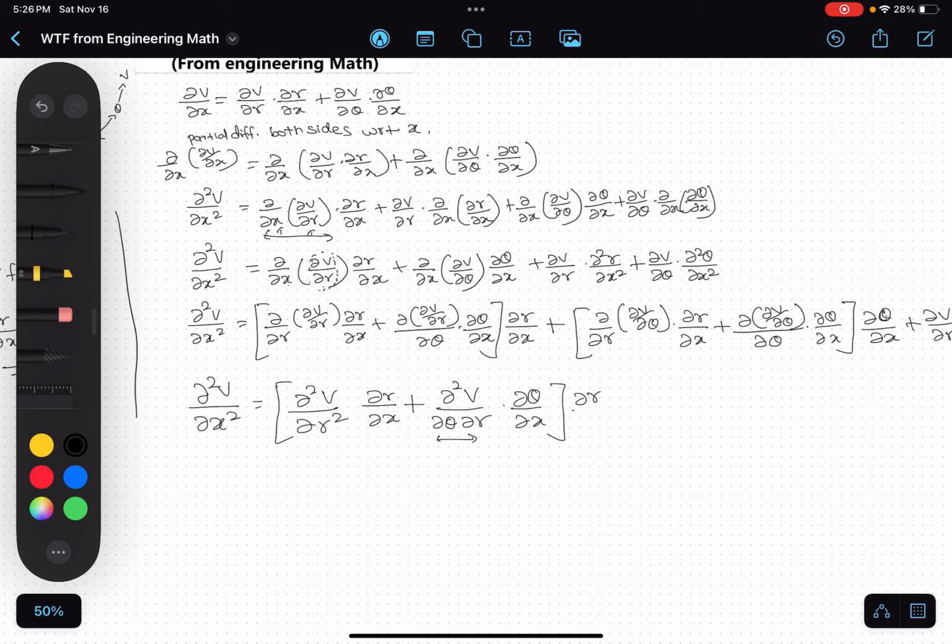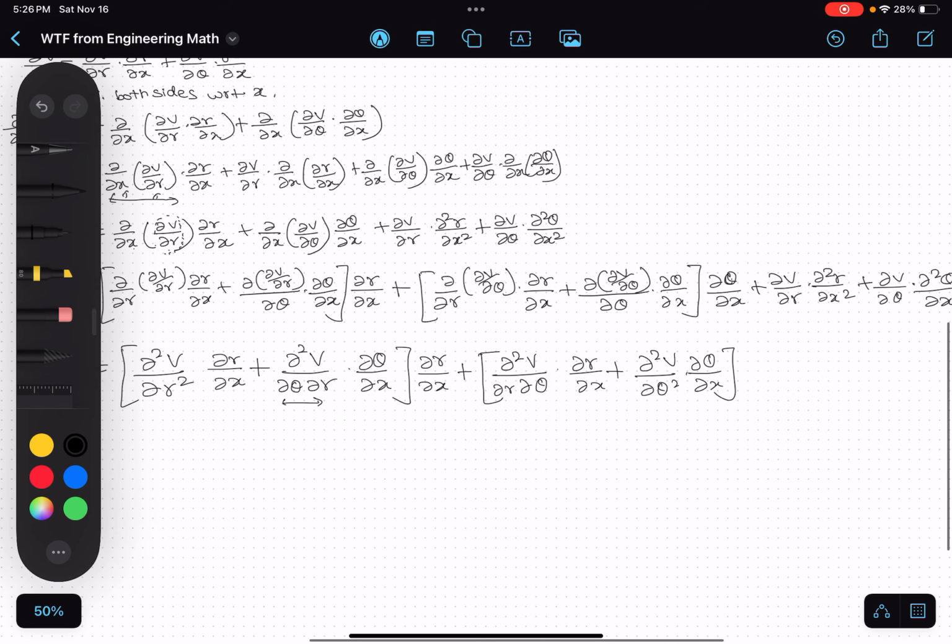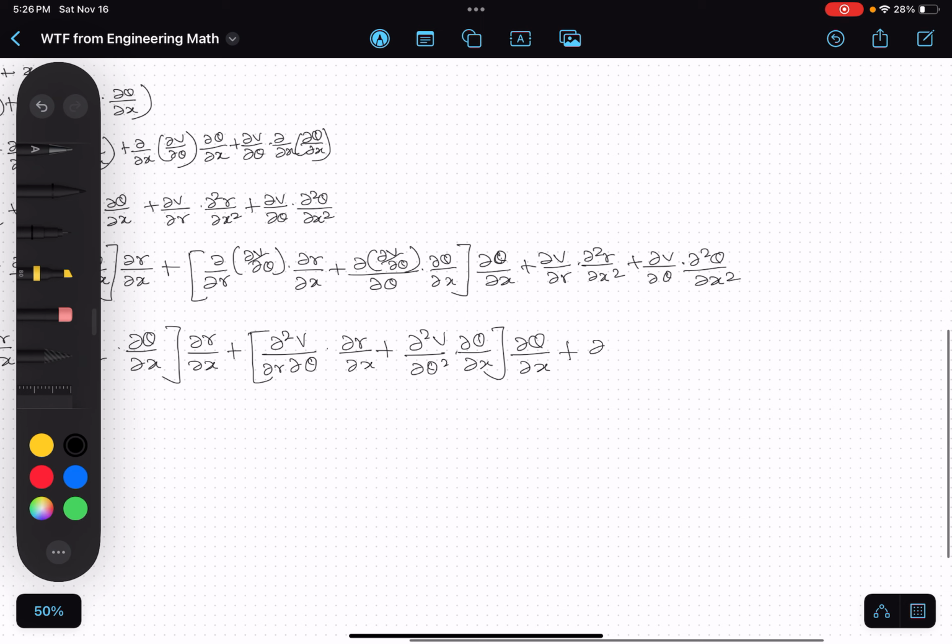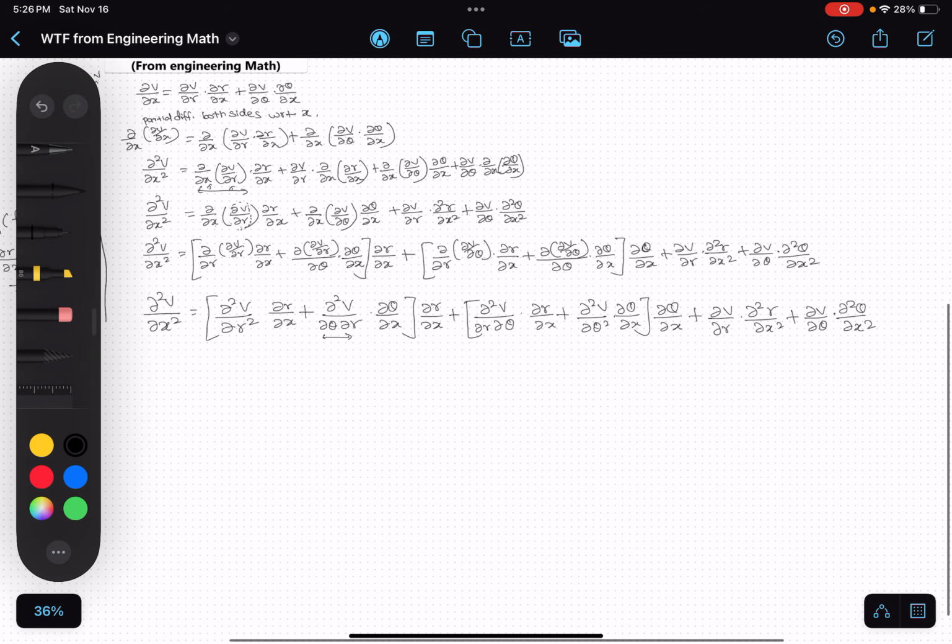Yeah. And this is partial r by partial x plus. This is again, they are of same world. So this will be partial square b by partial r partial theta times partial r by partial x, plus this is partial square b by partial theta square, and this is partial theta by partial x times partial theta by partial x, plus partial b by partial r times partial square r by partial x square, plus partial b by partial theta times partial square theta by partial x square. Wow. So now everything is simplified.